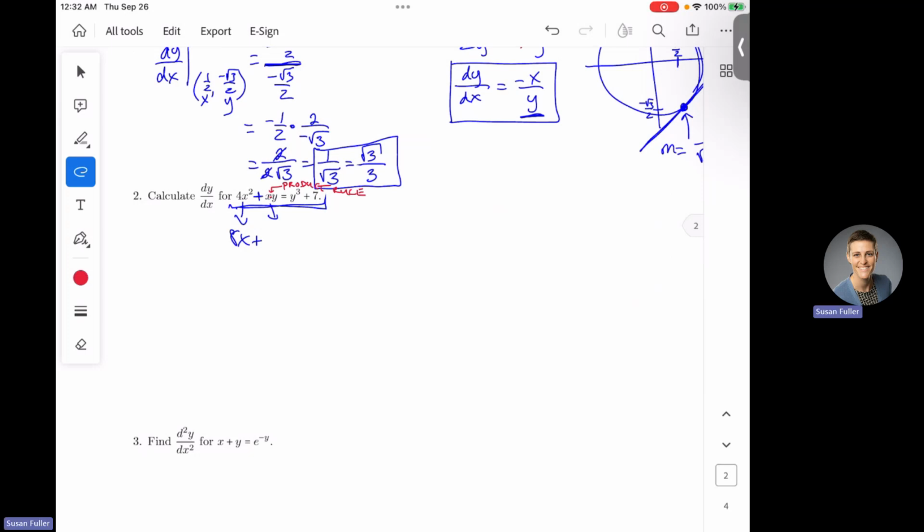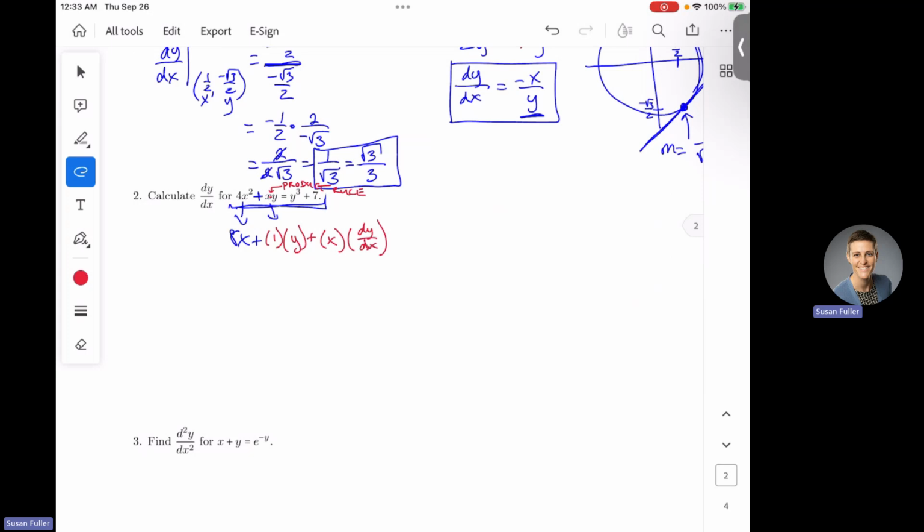Okay, so to do the product rule, my first function f is going to be this x. My second function g is going to be this y. And to do the product rule, I'm going to do the derivative of my first function. What's the derivative of x? It's 1 times the second function as is. My second function is y, plus my first function as is, x, times the derivative of my second function. The derivative of y is, yep, whatever dy dx is.